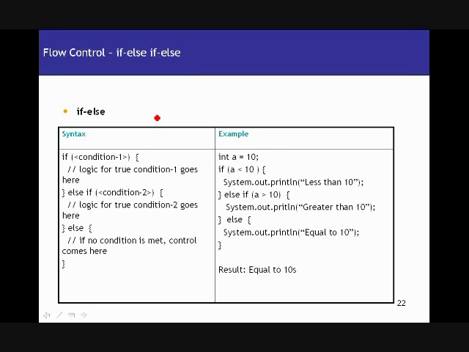The first flow control statement I have is if else. So basically the if statement is going to check for a particular condition, and if that condition is true, it's going to execute certain set of statements, else it's going to execute certain other set of statements, right? So if you see the syntax here, I have if condition 1 is true, executes certain set of statements, else if condition 2 is true, execute some other set of statements, else if none of the above are true, execute certain set of statements.